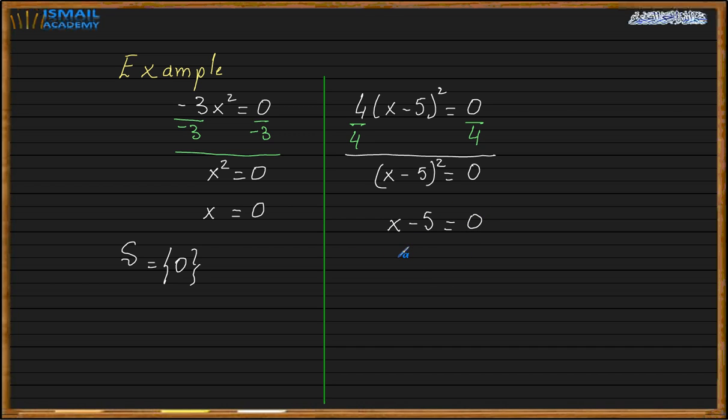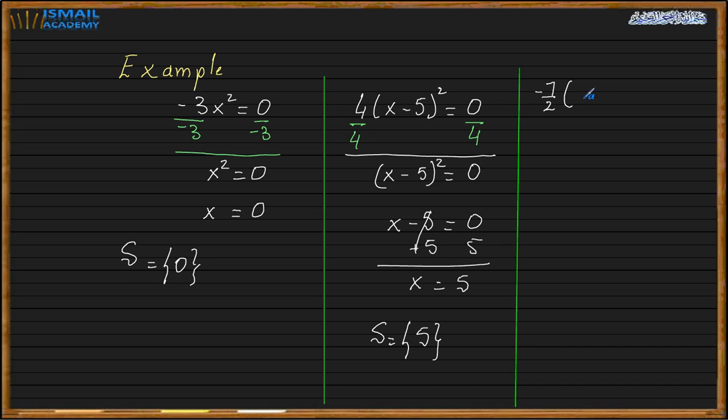Now it becomes a linear equation, which you know how to solve. I just need to add 5 to both sides, so this will cancel out. So x will be equal to 5 and my solution will be just 5. Let me give you another example. For example, if I have minus 7 halves times (4x plus 3) squared equals 0, in that case I divide both sides by minus 7 halves.